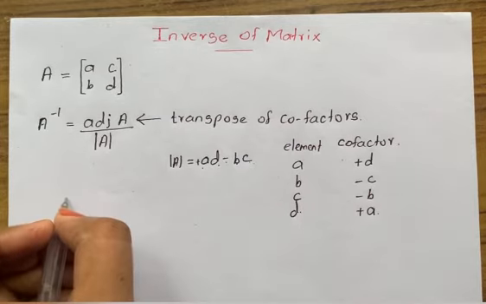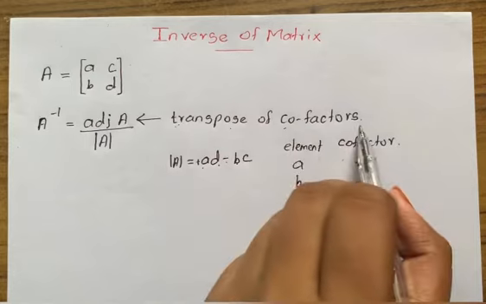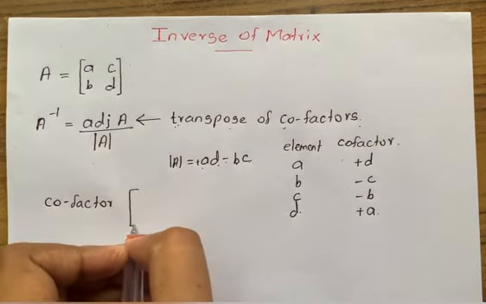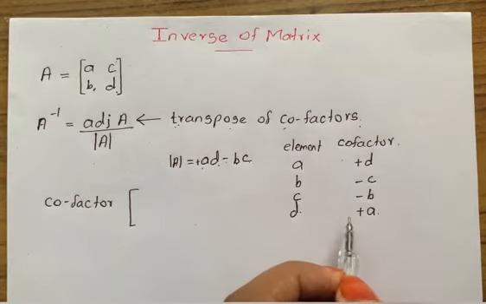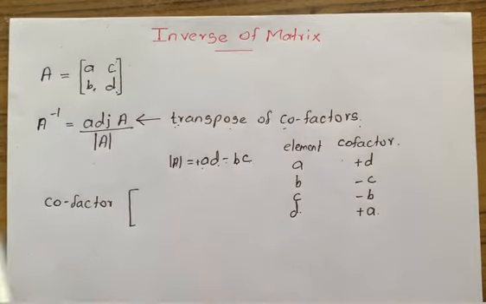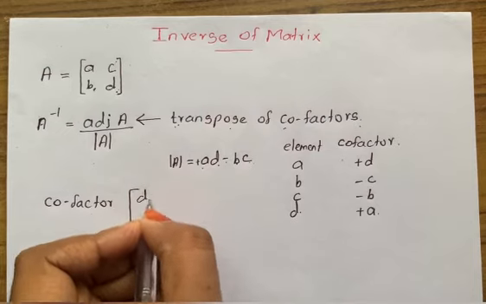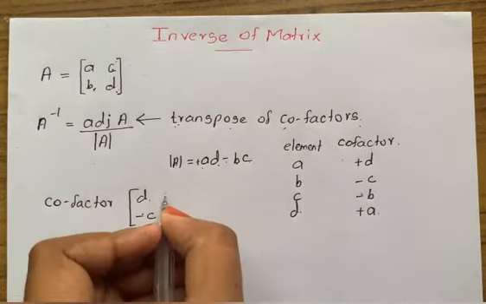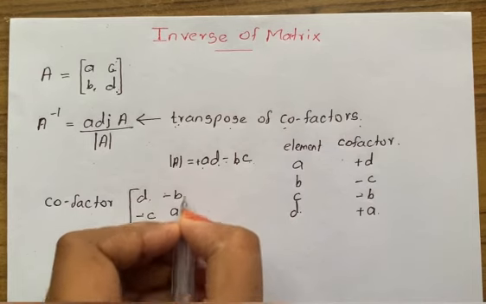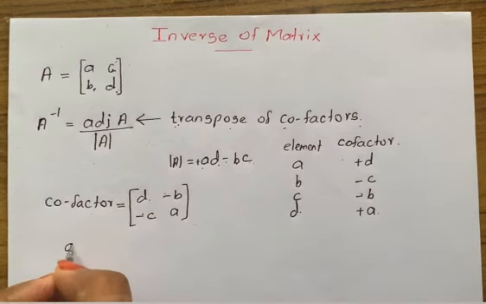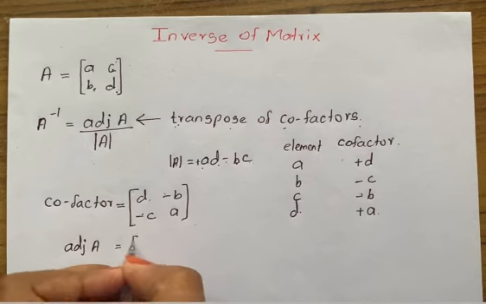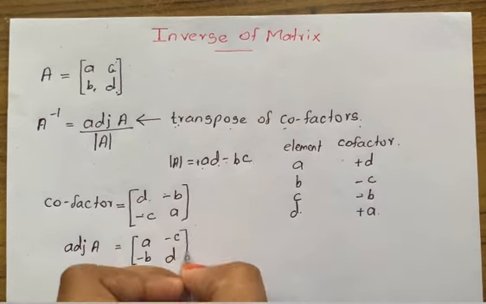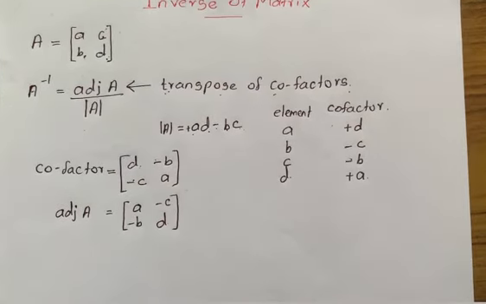Okay, so we can write the cofactors. The cofactor of a is plus d and of b is minus c. For c it is minus b and for d it is plus a. So this is the cofactor. So adjoint will be the transpose, so it would be a, minus b, minus c and d.